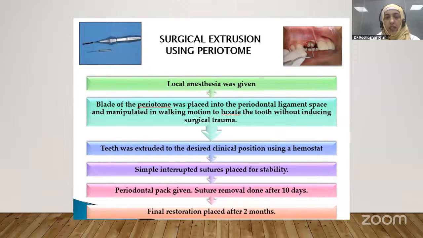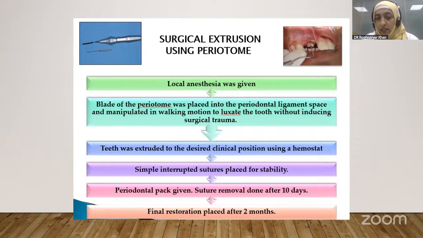Next is crown lengthening using the periotome. Here also it is almost the same as we do with the conventional gingivectomy, with slight modification. Local anesthesia is given. Then the blade of the periotome is placed in the periodontal ligament space and manipulated in a walking motion to luxate the tooth without inducing surgical trauma. That means we are cutting the periodontal fibers slightly.